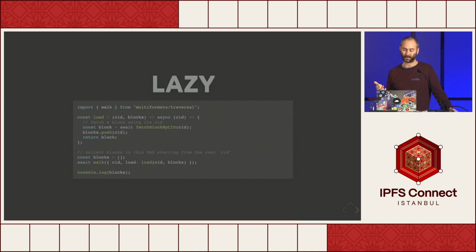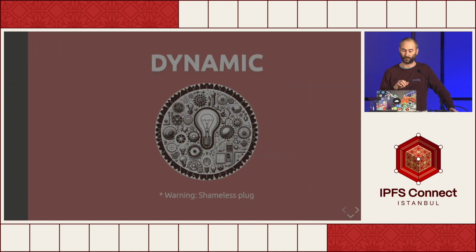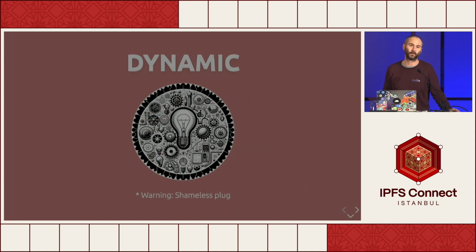So in this case, I can walk a given IPLD data structure and use some hypothetical fetch block by CID function to go and fetch the block and maybe keep a tally of all of the chunks of data that were in the data structure I was parsing, or whatever I might want to do. And so you can lazily fetch data, and you can expose these generic APIs in ways that make it really flexible to build applications on top of. So we can get kind of lazy, and that's what developers want. We want to be as lazy as possible and get the things done that we need to get done.